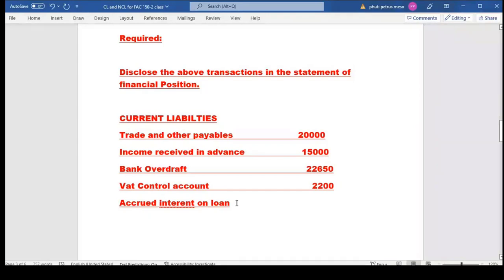Okay, and then the interest on loan. So you can just examine this one, right? Not a liability. Okay. You add them together now and get the total.